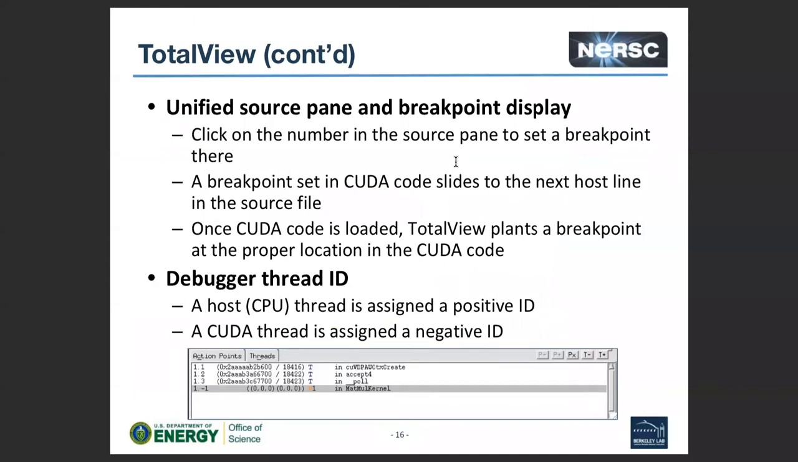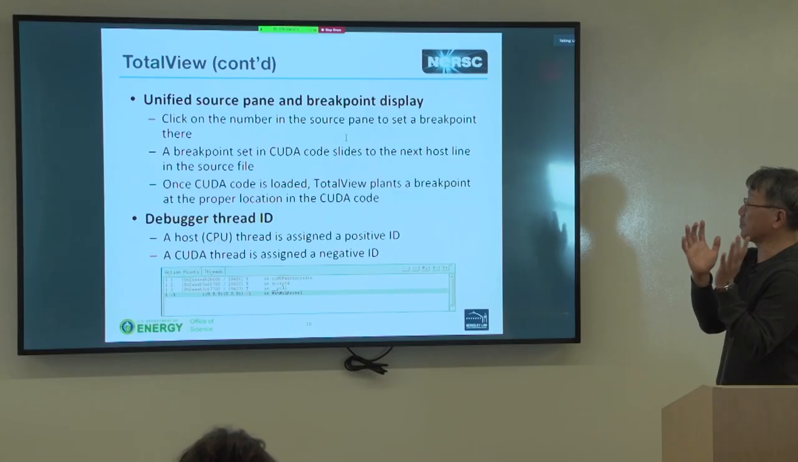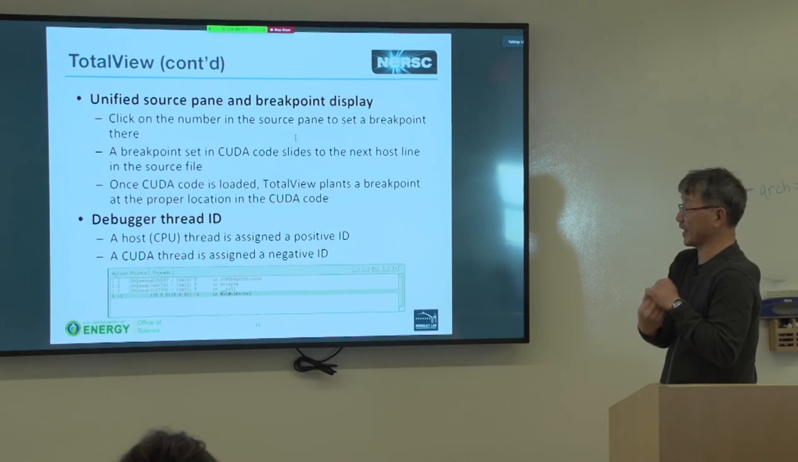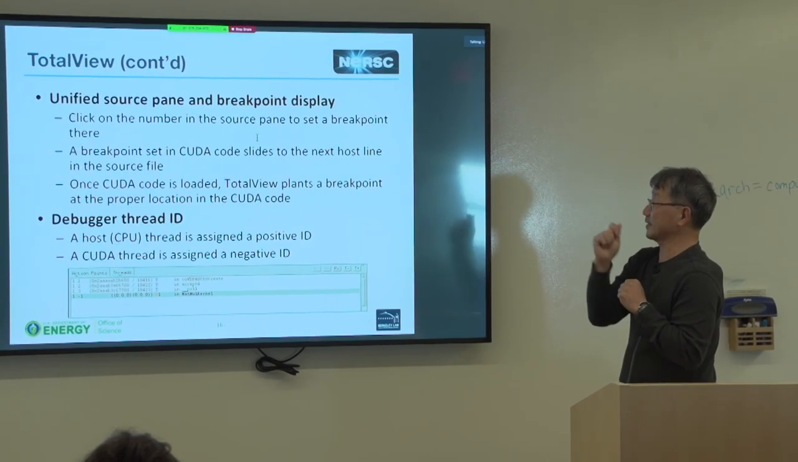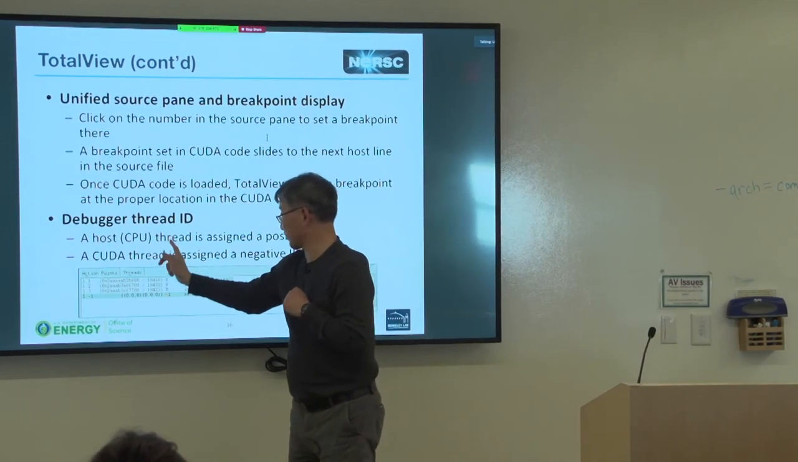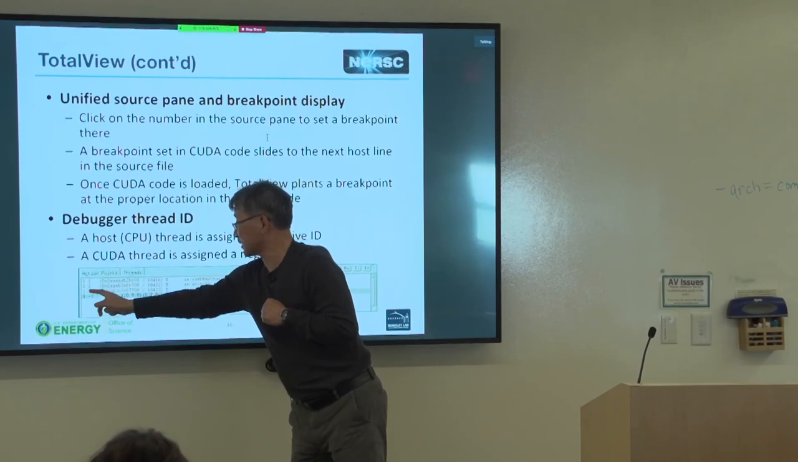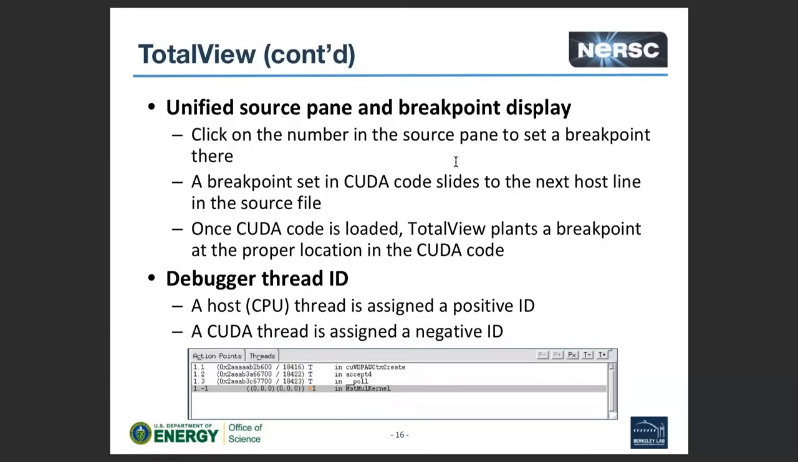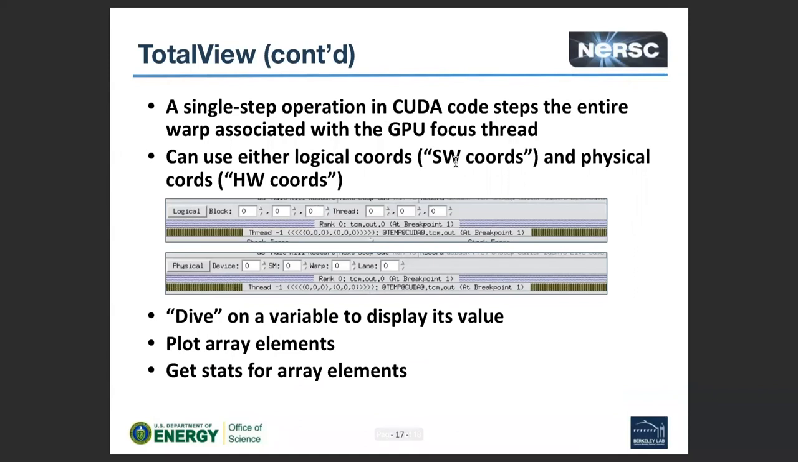You can just click on the number in the source pane to set a breakpoint. Before the CUDA code is loaded, the breakpoint will be set temporarily. But once the CUDA code is loaded, it will locate the breakpoint in the correct location. And as I said, a host thread has a positive second number, and a CUDA thread has a negative number. This is a trivial thing because everything will be done by warp-level instructions.